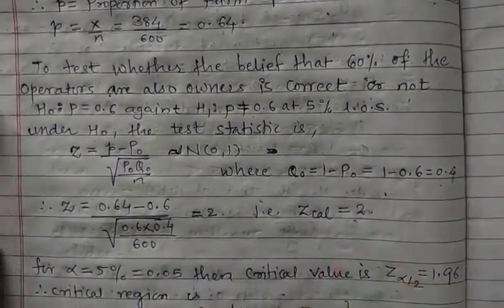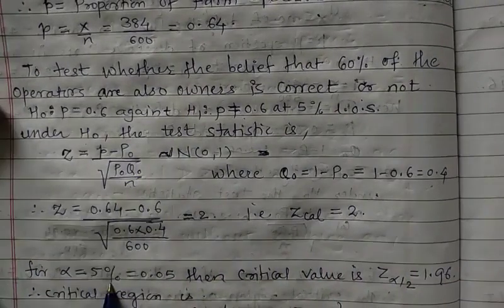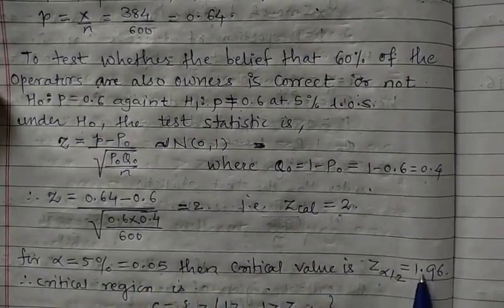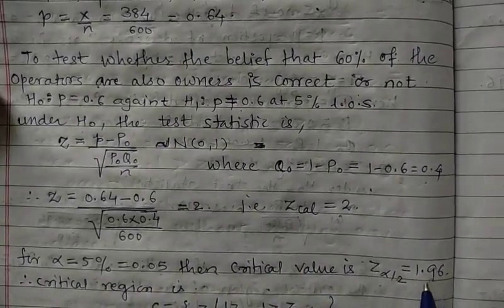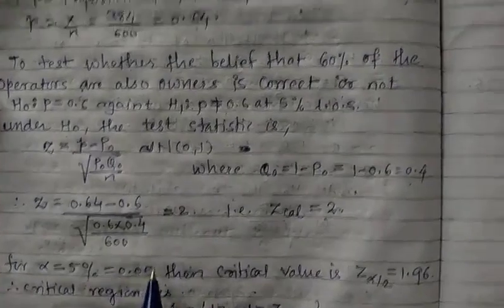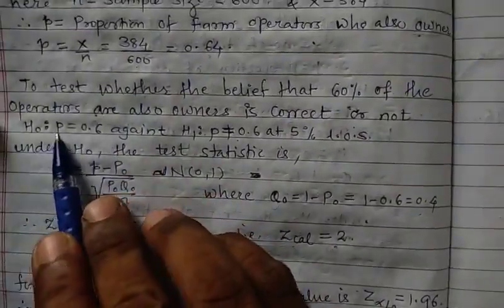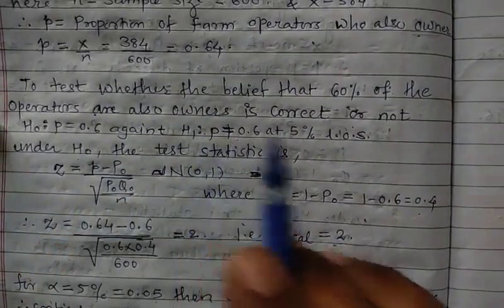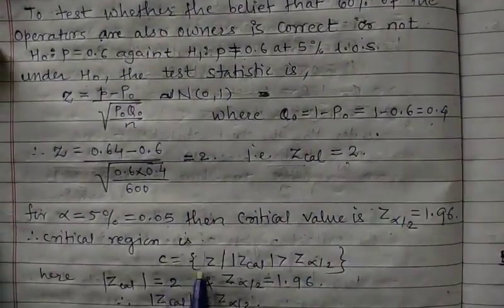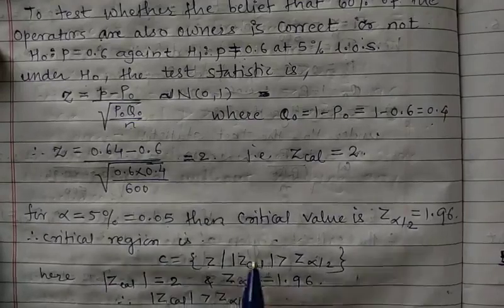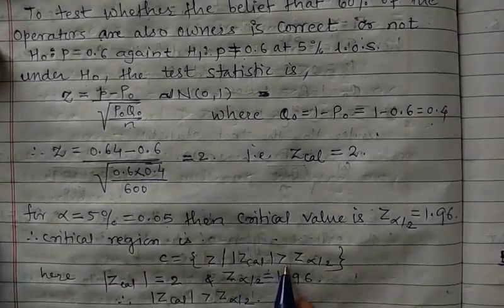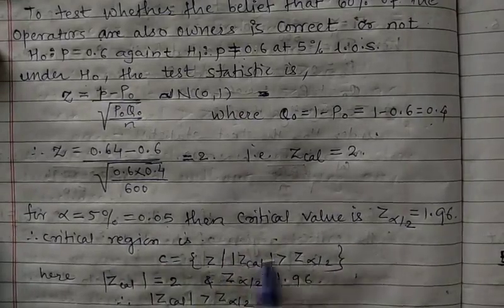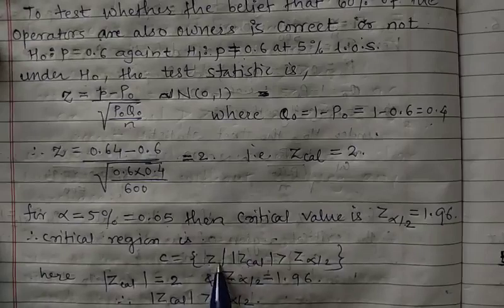Now for alpha is 5% level of significance, that is 0.05, the critical value, that is Z alpha by 2, is 1.96. The critical region for H0: P is equal to P naught against H1: P is not equal to P naught is Z such that the absolute value of Z calculation is greater than Z alpha by 2. If this condition is satisfied, then we reject H0, otherwise we accept H0.